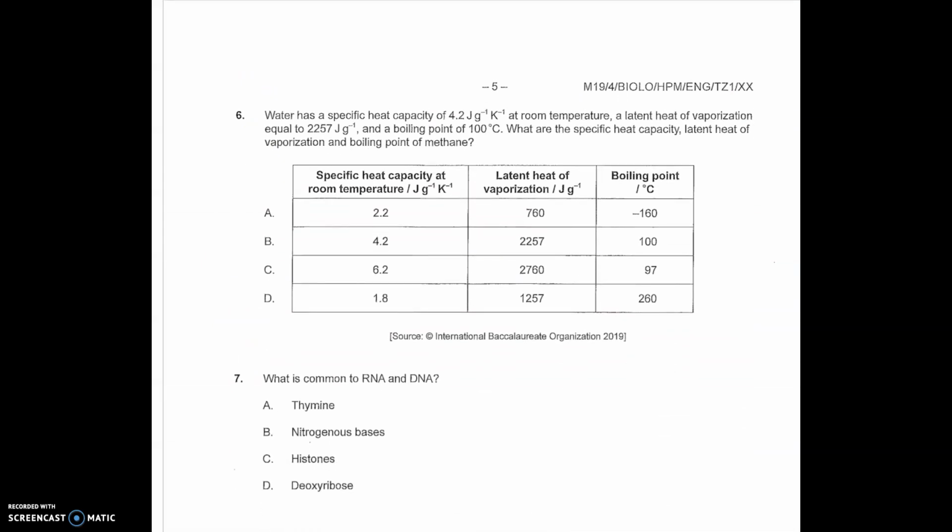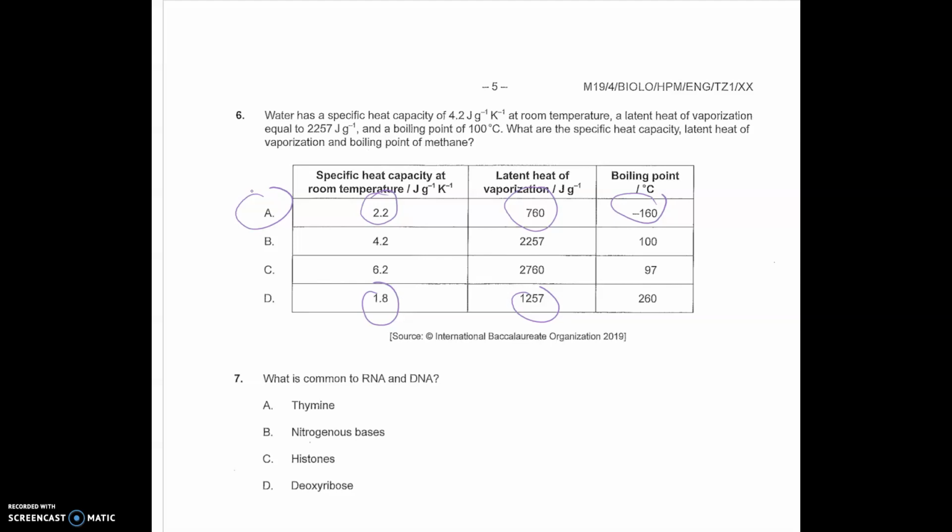In question 6, this is a factual recall question. So we learn that methane has a lower specific heat capacity, latent heat of vaporization, and boiling point than water. So we need to go through what's lower than 4.2. Well, that one and that one. Okay. So then what's lower than 2,257? That one and that one. And what's lower than 100? That one. So the answer must be A.